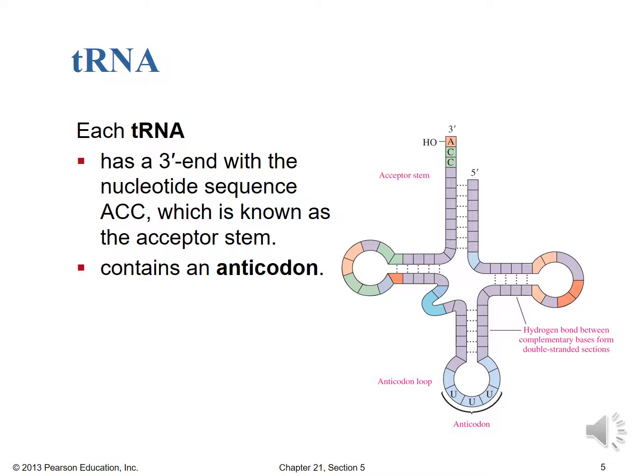So looking at that transfer RNA, the last one we discussed will be the first one we'll look at. It has a 3' end with the nucleotide sequence ACC, which is known as the acceptor stem. So we see there the 3' with that free hydroxy group has that ACC starting, and then it contains an anticodon where we see the UUU down at that one loop. So there we have an anticodon at the end opposite that 3' end. And we see some hydrogen bonding to have those complementary bases form the double-stranded sections of RNA.